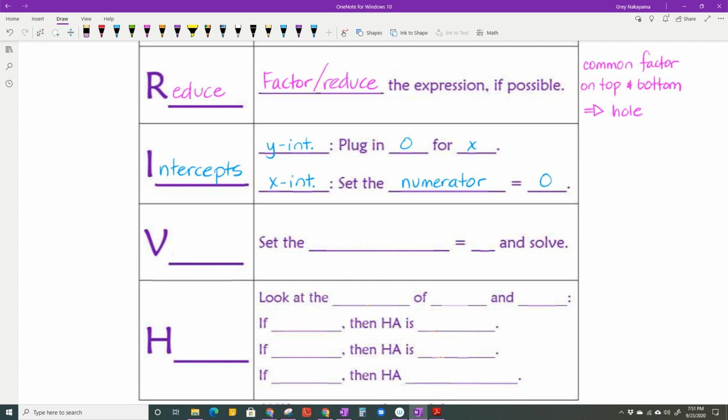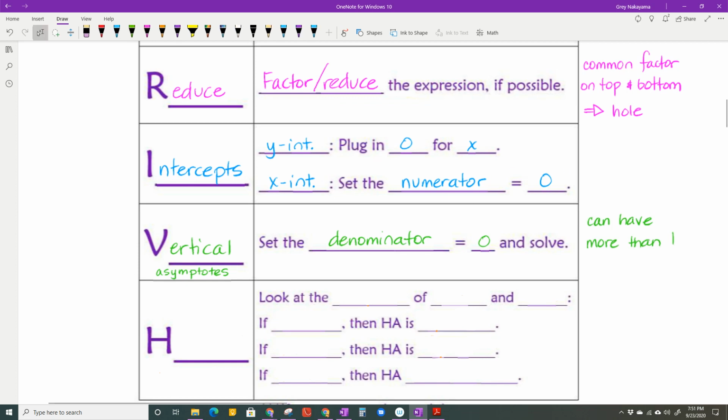Okay, the V stands for vertical asymptotes. To find the vertical asymptotes, you're again going to set the denominator equal to 0 and solve, but this time you're not using the one at the beginning, you're using this one. So if it ever reduces, you only have an asymptote if you still have something left in the denominator after you reduce the expression. Okay, keep in mind that you can always have more than one vertical asymptote.